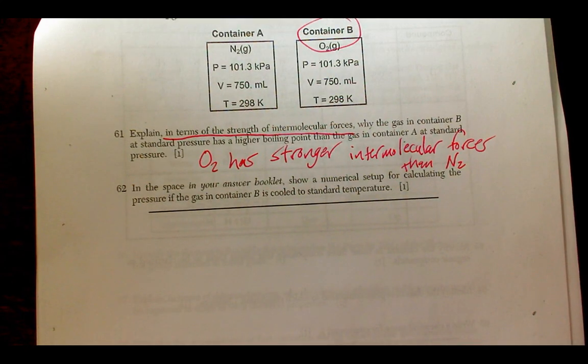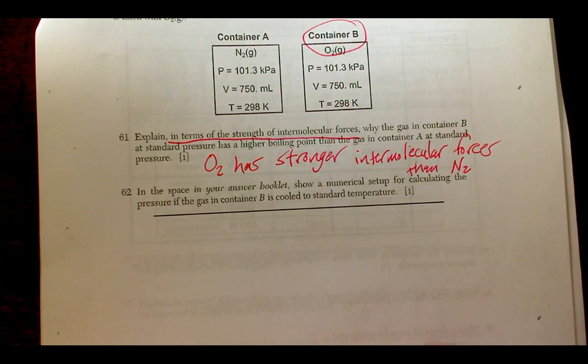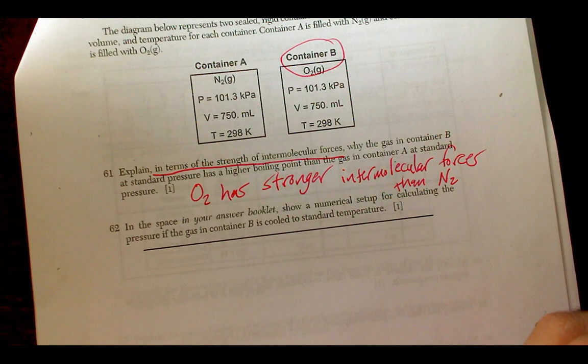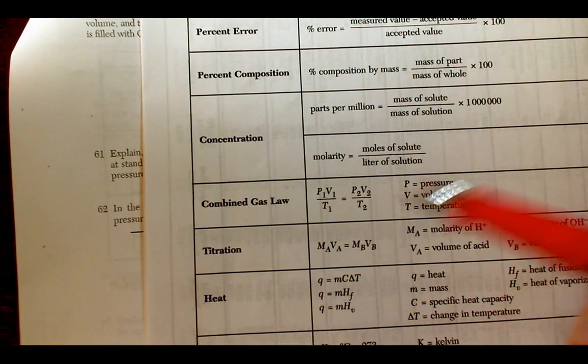In the space in your answer booklet, show a numerical setup for calculating the pressure if the gas in container B is cooled to standard temperature. So calculate the pressure. We look at this, it gives pressure, temperature, volume. This is going to be one of those PTV equations. So we turn to the reference table on the back page. We get our combined gas law right here.